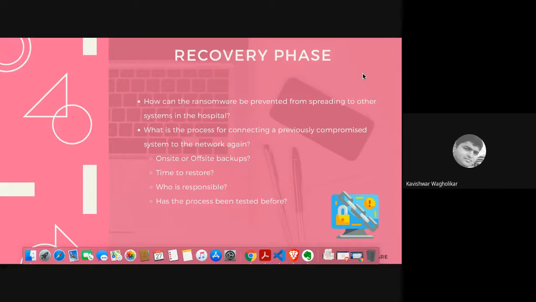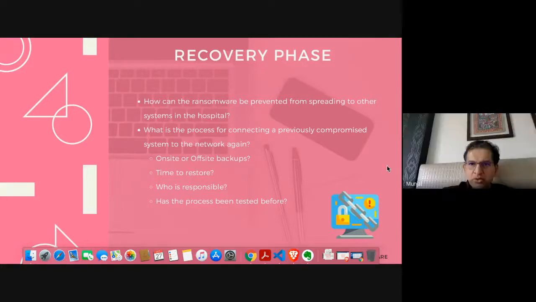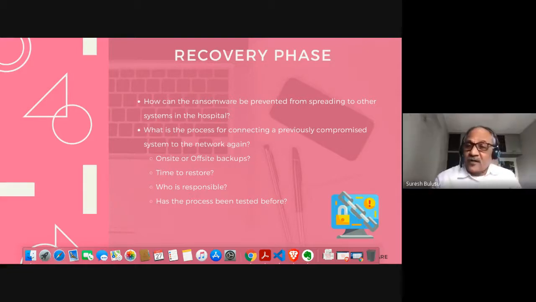Does something like that exist, Munjal? No, we don't. Okay, so this was part of the plan. What about filing an FIR?